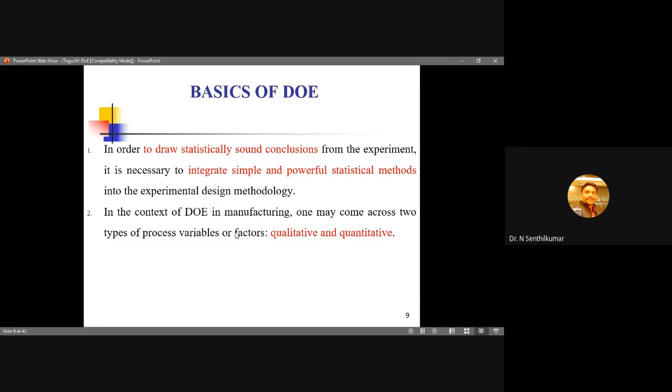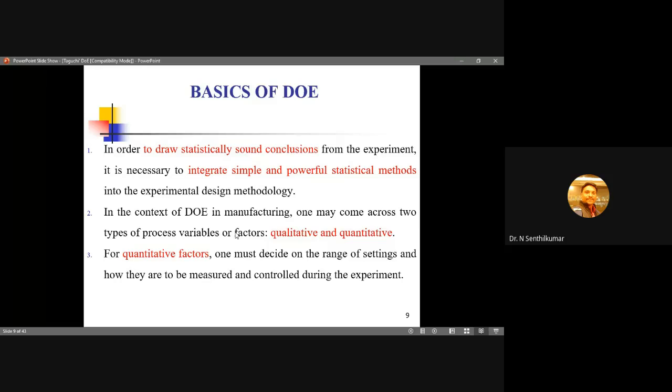quantification, quantitative. Type of coolant, emulsion, oil, cutting oil. So cutting oil is a qualitative. Emulsion is a qualitative. Type of cooling, flood cooling, mist cooling. Okay, then cryogenic cooling. So these are all qualitative. So I cannot quantify. Cryogenic cooling, how can I quantify? So that is called qualitative methods. So in quantitative factors, we can decide the range of settings. So that's what I have told.